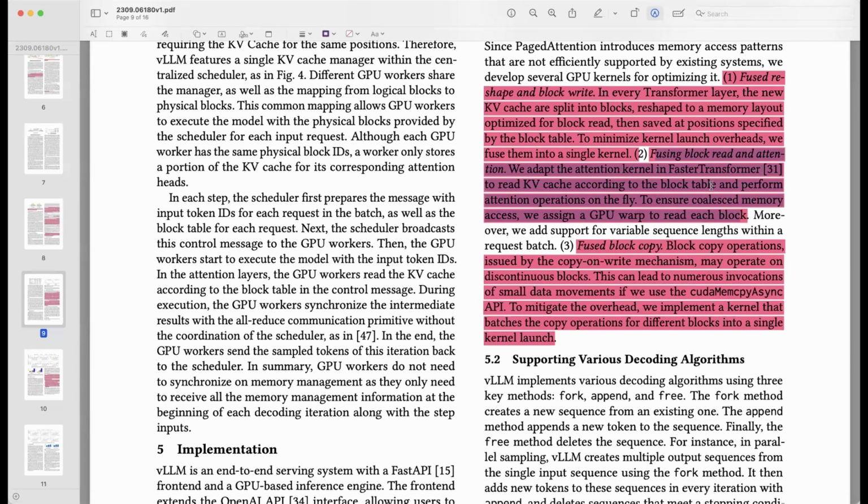But if you know that the matrix multiply is being done on 16 by 16 tiles anyway, then having your KV cache in chunks of 16 isn't really going to change the matrix multiply algorithm very much.